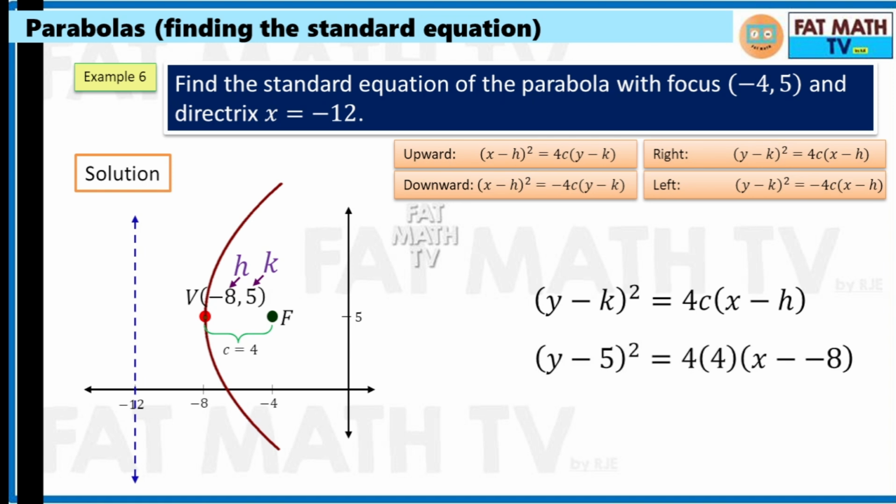And replacing that to the standard equation, we will have y minus 5 squared equals 4 times 4 times x minus negative 8, which is y minus 5 squared equals 16 times x plus 8. So this is now the standard equation of the parabola with focus negative 4, 5 and directrix x equals negative 12.